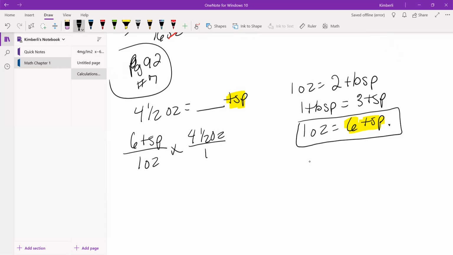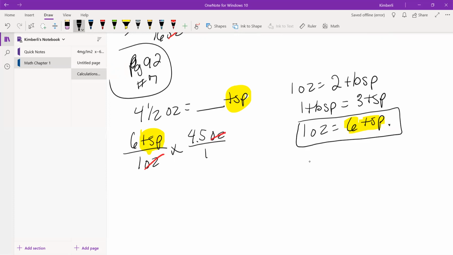over 1. Now I've got a fraction in a fraction here, and that's kind of confusing. It'd be easier if it was a decimal. So I'm going to take this 1/2 and I'm going to make it 0.5, 4.5 ounces. Now my ounces are going to cancel out, and I'm going to be left with teaspoons, which is what I'm looking for, right? Okay, so I'm looking for teaspoons. There it is. So this is the way I set these up.